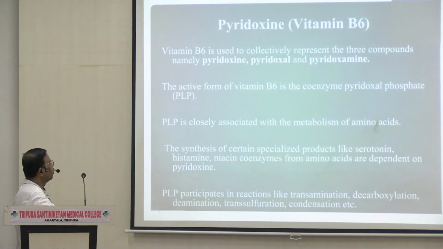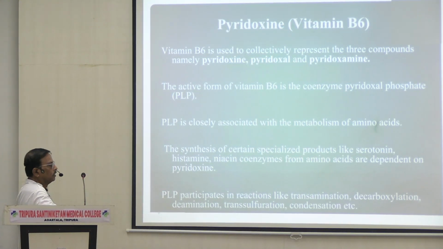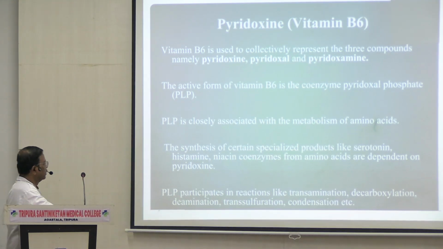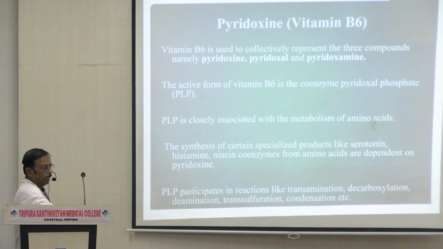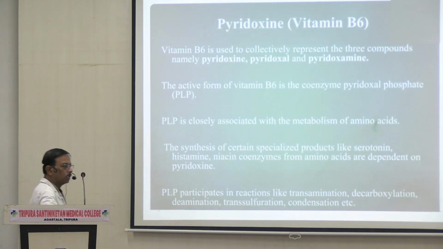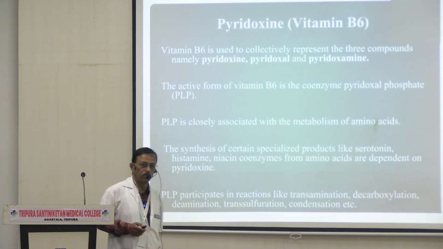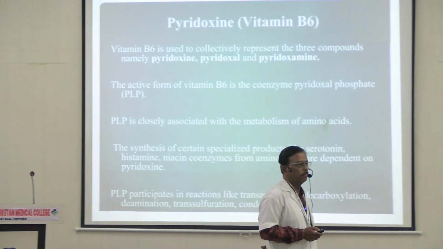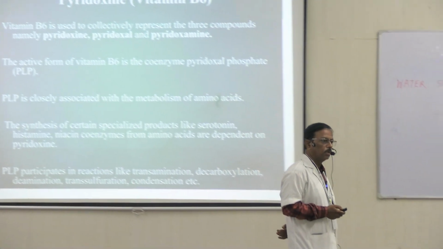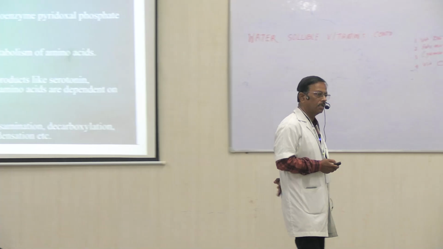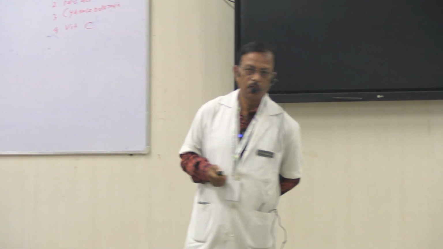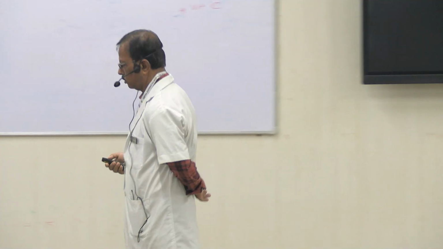The active form of vitamin B6 is PLP, pyridoxal phosphate, and it is closely associated with the metabolism of amino acids. In almost all amino acid metabolism, PLP is directly or indirectly involved. So this is called the vitamin of amino acid metabolism or protein metabolism.